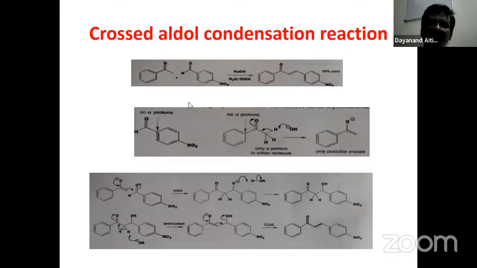Crossed aldol condensation means it takes place between two molecules. It is called crossed aldol condensation. Crossed aldol means this is a different compound and this is a different compound. Here we have an alkyl group, so this alkyl is forming a negative charge.